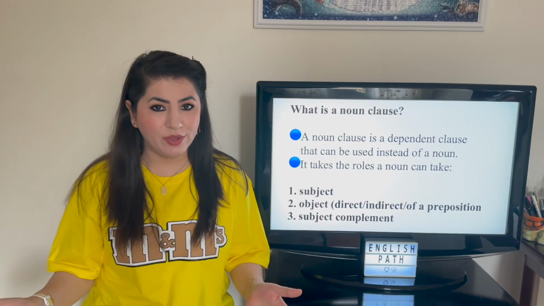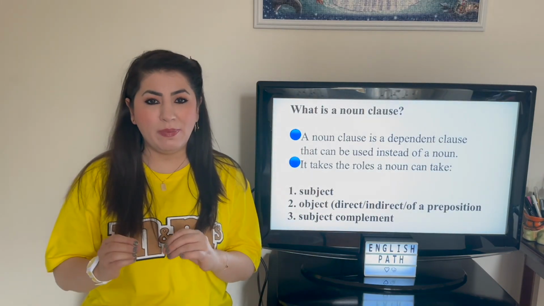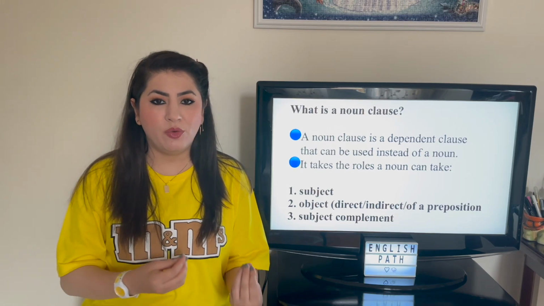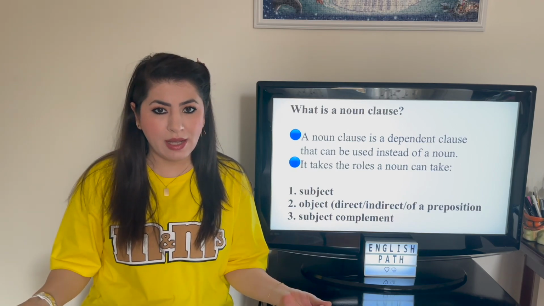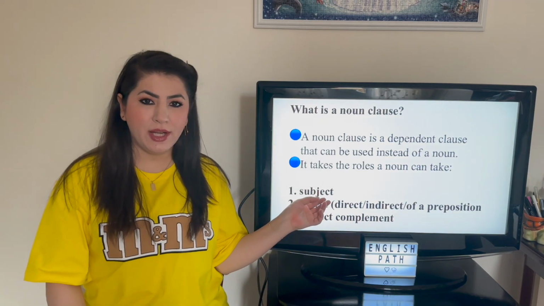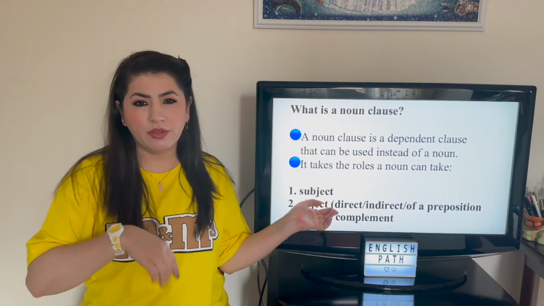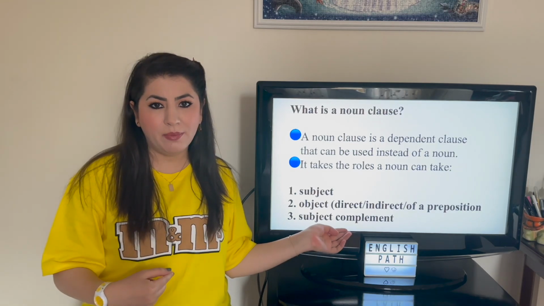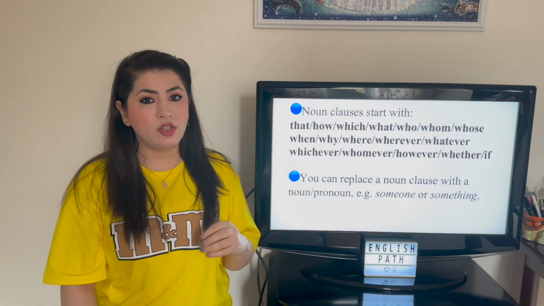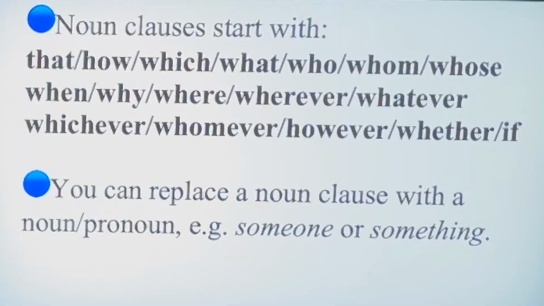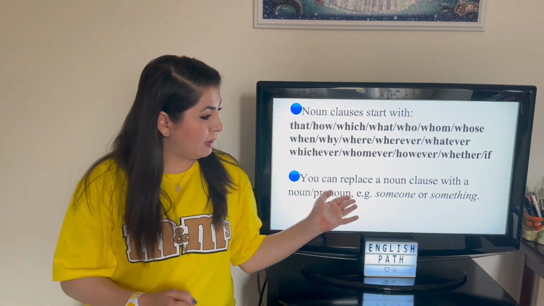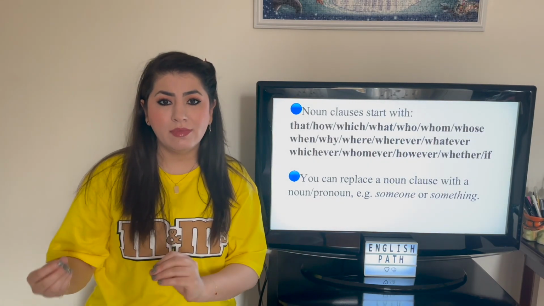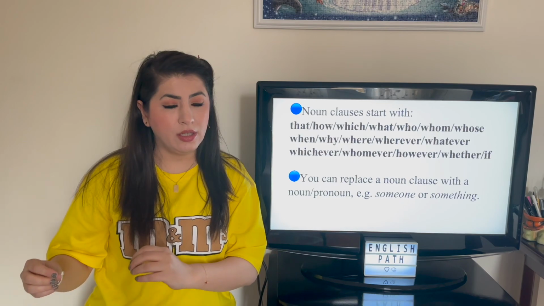Now, what is a noun clause? A noun clause is a dependent clause that can be used instead of a noun. It plays the role of a noun. What roles do nouns play? Nouns can be subjects, objects, direct or indirect or object of a preposition, and subject complements. Noun clauses start with one of these words. You can replace a noun clause with a noun or a pronoun like somebody, something, it, she, him.